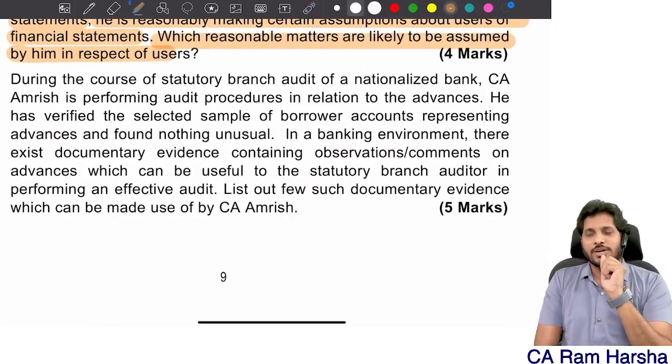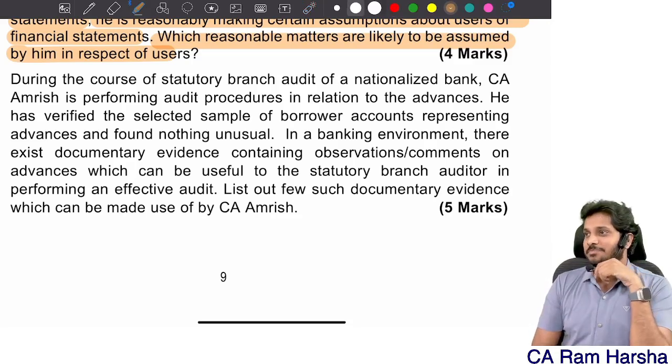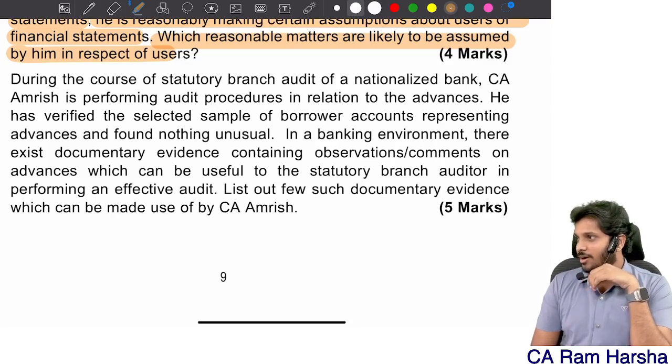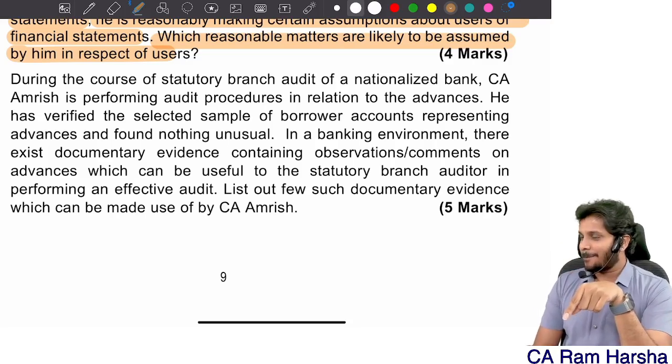Just 2 days ago, in my CA Final class, we were discussing SA 320. The same point I said to them, a few days ago, some 3-4 days ago. I told them this itself can be asked as a question, I said for 4 marks. And exactly it's there here, in the MTP.